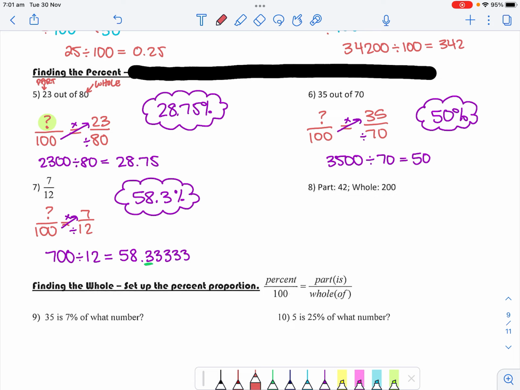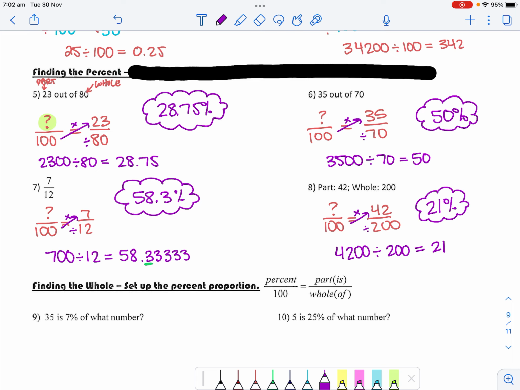In number 8, they tell you separately that the part is this, the whole is this. So I know that my percent is still what's missing. Percent over 100 is equal to 42 over 200. I multiply along my diagonal. So 4,200 divided by 200. And I get 21. So that is 21%. All in all, not great test scores if you want to think of it that way.